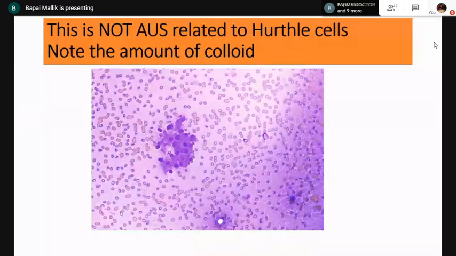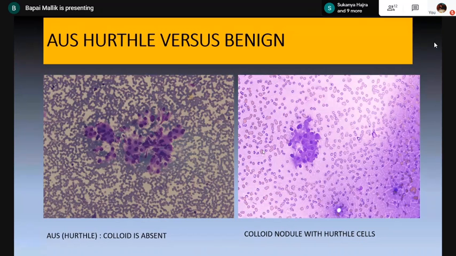This is not AUS. Why is it not AUS? There are very few cells. These cells are Hürthle cells, but there is colloid in the background. So this is not AUS. This is colloid goiter with some Hürthle cells present. So this is going to be benign. Right. So AUS Hürthle versus benign. In AUS Hürthle, colloid is absent. In colloid nodular Hürthle cell, of course, colloid is present. So in these cases, the presence of colloid is a key factor.